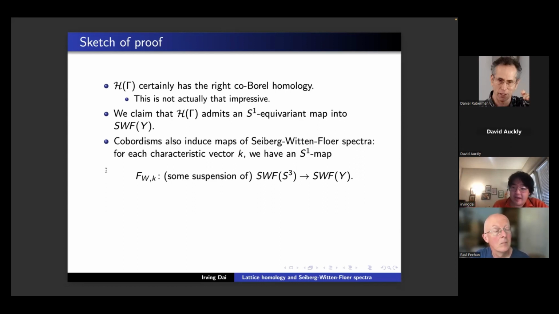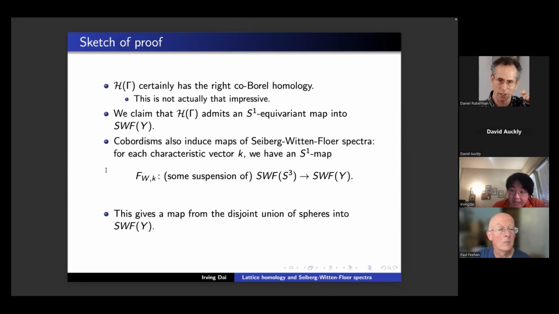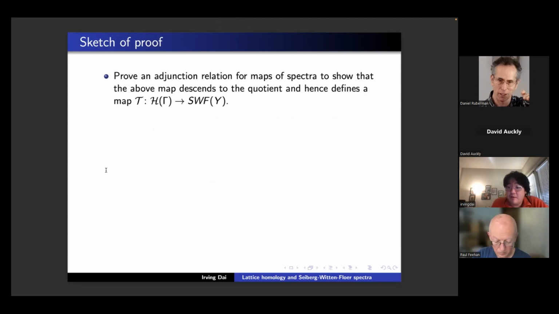Okay, and then of course that means that I get a map from the disjoint union of all spheres, indexed by characteristic vectors of my cobordism, into SWF of Y. And what you prove is a similar thing in the homotopy type setting as you had in the Floer homology setting, which is some sort of a gluing relation, which is that if I have two characteristic vectors of my cobordism, then the Floer homotopy maps from the spheres corresponding to those characteristic vectors are not totally independent from each other, okay?